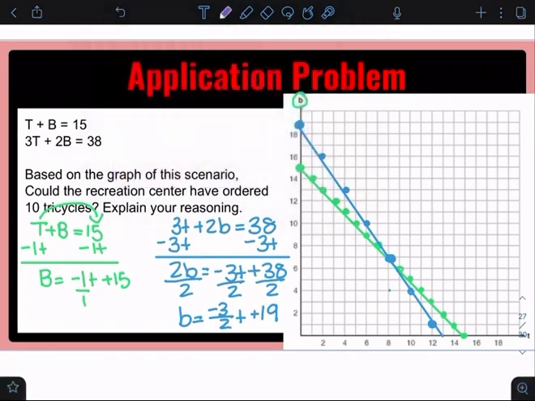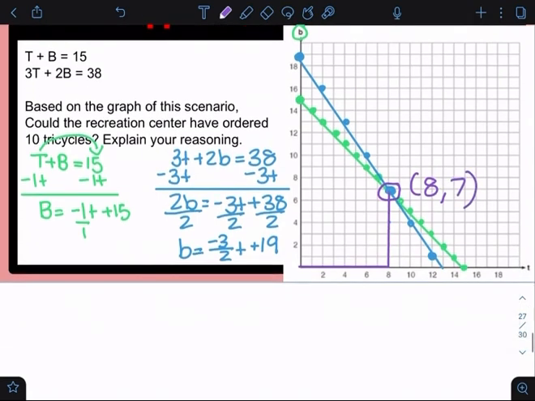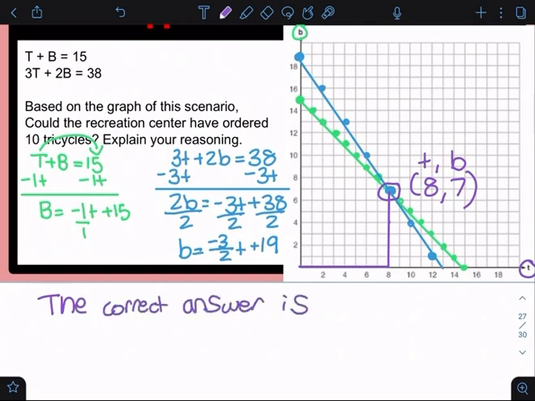Now the point where they intersect is right here. It is, we went to the right 8. So that would be 8, and we went up 7. Remember here, our first number is t, and the second is b, which means that the correct answer is 8 tricycles and 7 bicycles.